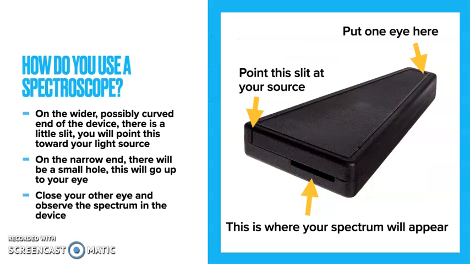How do you use a spectroscope? On the wider, possibly curved end of your device, there's a little slit. You will point this toward your light source. On the narrow end, there will be a small hole. This will go up to your eye. Close your other eye and observe the spectrum on the device.